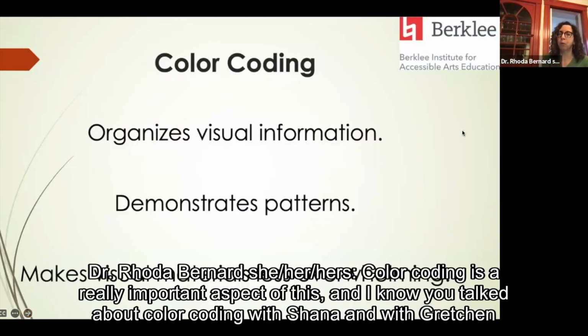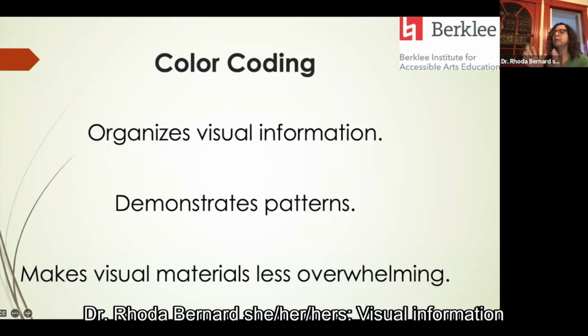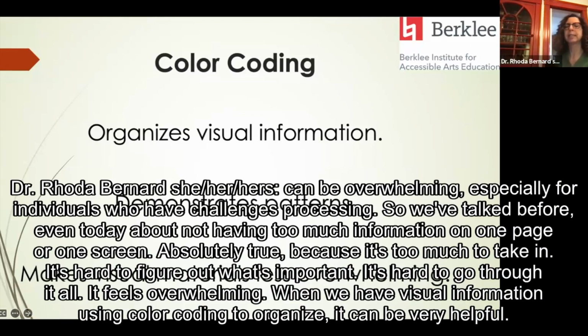Color coding is a really important aspect of this. And I know you talked about color coding with Shayna and with Gretchen and with Nadia, but let's talk about it here. Visual information can be overwhelming, especially for individuals who have challenges processing. So we've talked before, even today, about not having too much information on one page or one screen. Absolutely true, because it's too much to take in. It's hard to figure out what's important. It's hard to go through it all. It feels overwhelming. When we have visual information, using color coding to organize it can be very helpful.